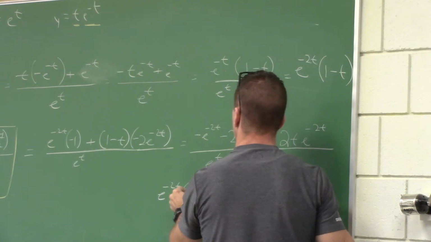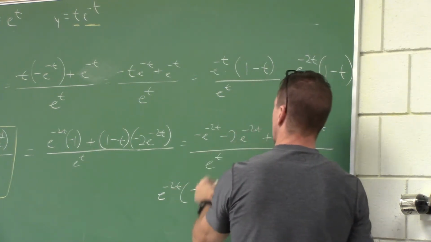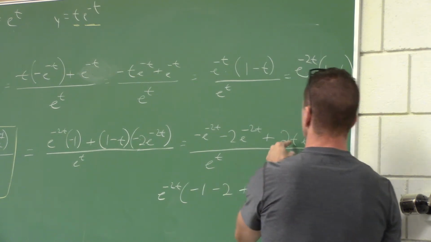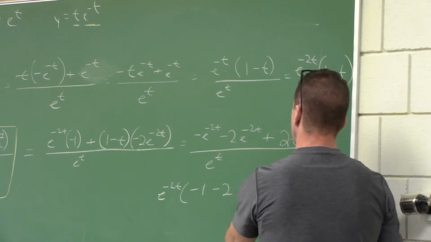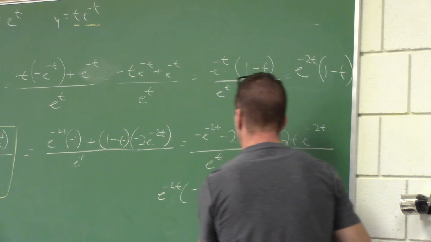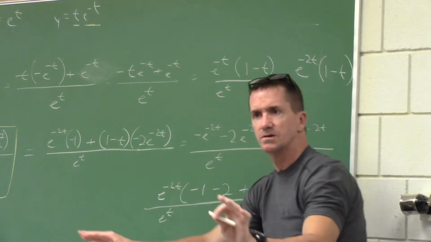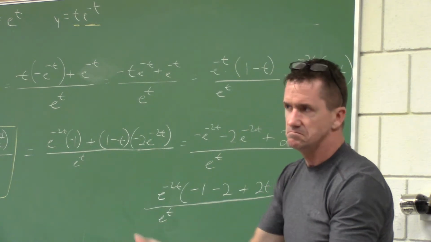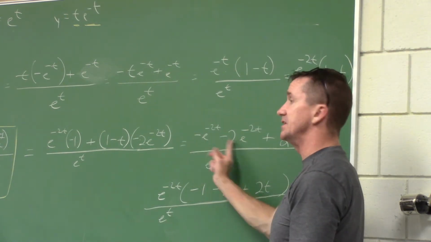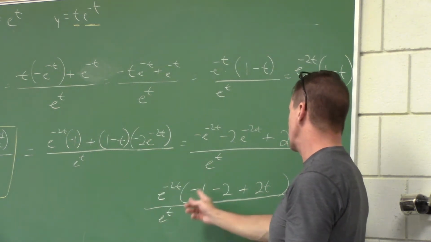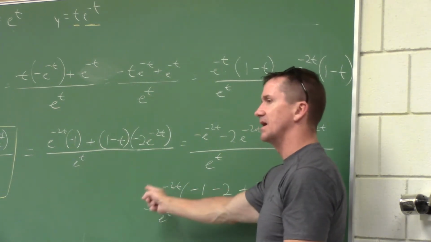That would be a negative 1 minus 2. Oh, wow, those are like terms. Plus, what's this? 2t, and what's this all over? e to t. So far, so good. You could have combined these first. Does anyone see the like terms? Yeah, very good.